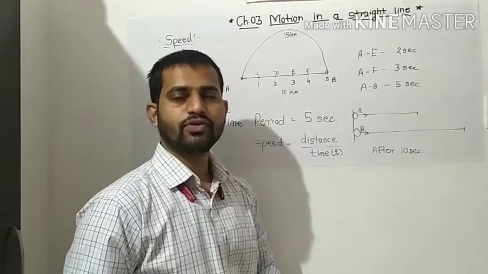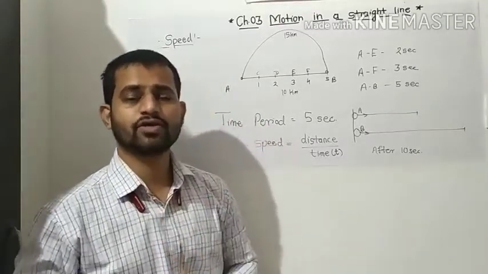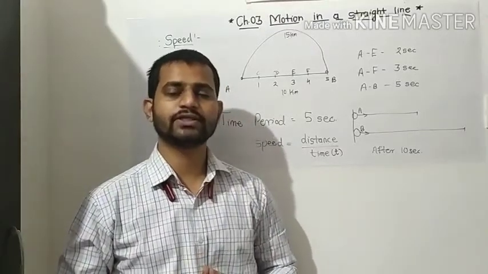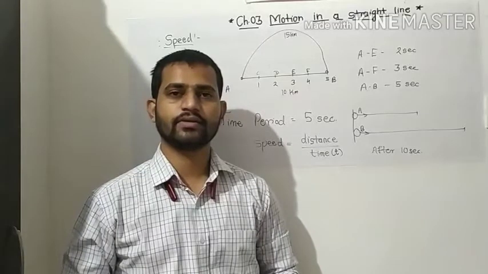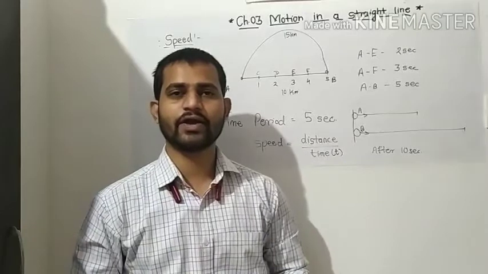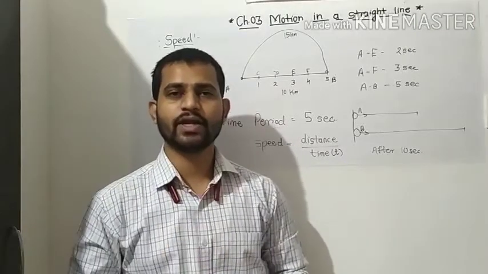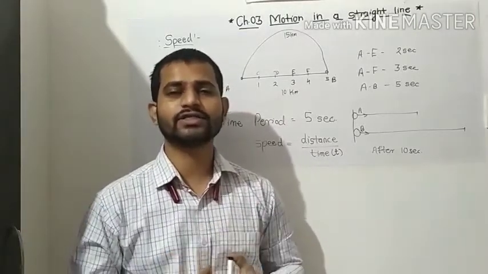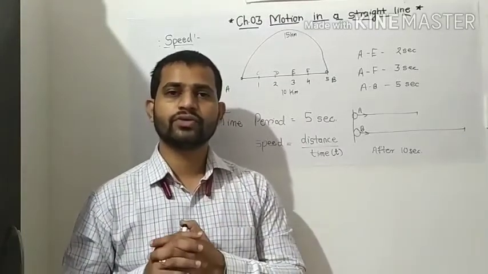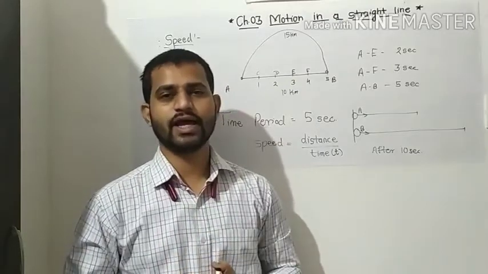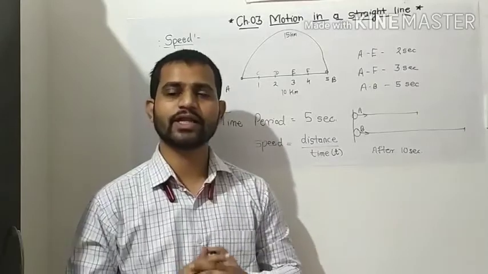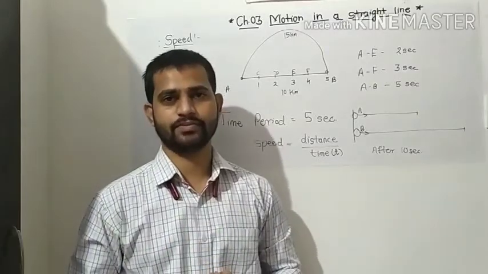Whenever we have to compare the speed of two objects, what is necessary? That they have the same time period. If the two objects are traveling for the same time period and covering different distances, then one necessary condition for comparing the speed is that they have the same time period. Only then can we compare their speed.